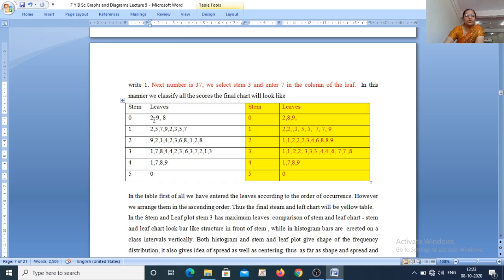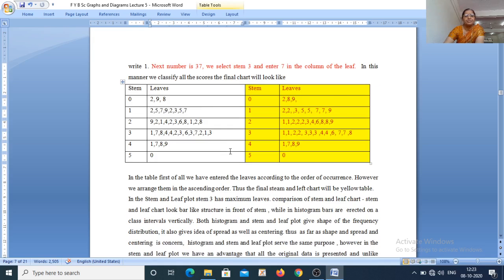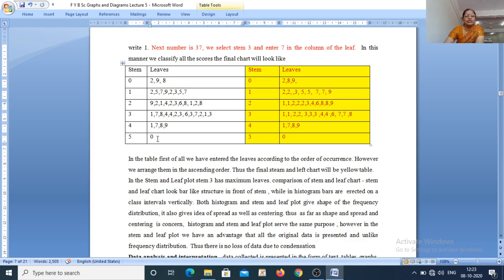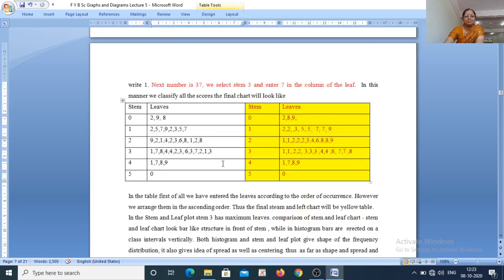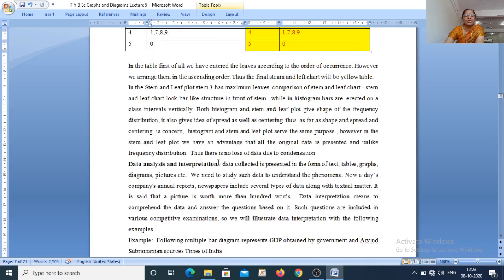So, my first set 2, 9, 8, I will write as 2, 8, 9. Here, observation 2 appears 2 times. So, it is 2, 2, 3, 5, 5, 7, 7, 9. And the last observation is 5, 0. It is kept as it is. So, in this way, we can draw the stem and leaf chart.